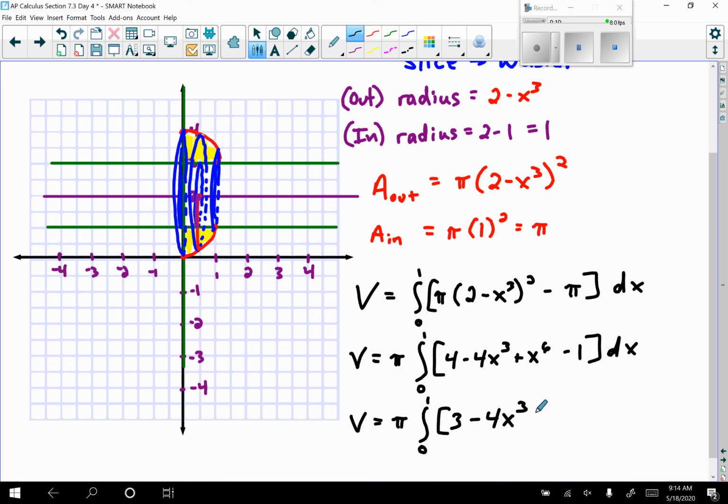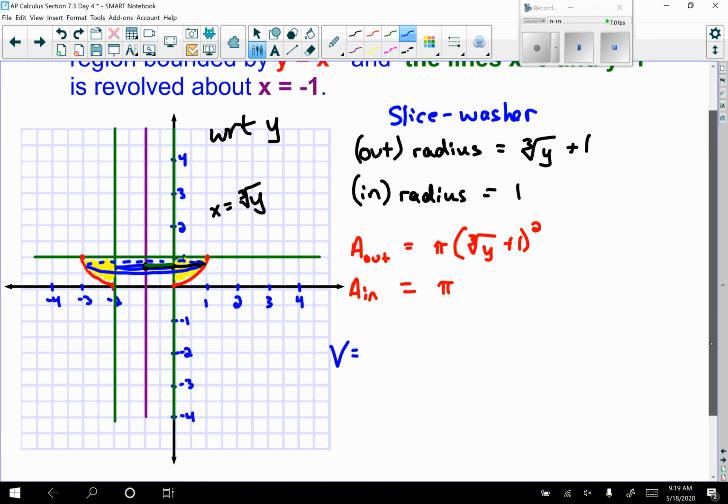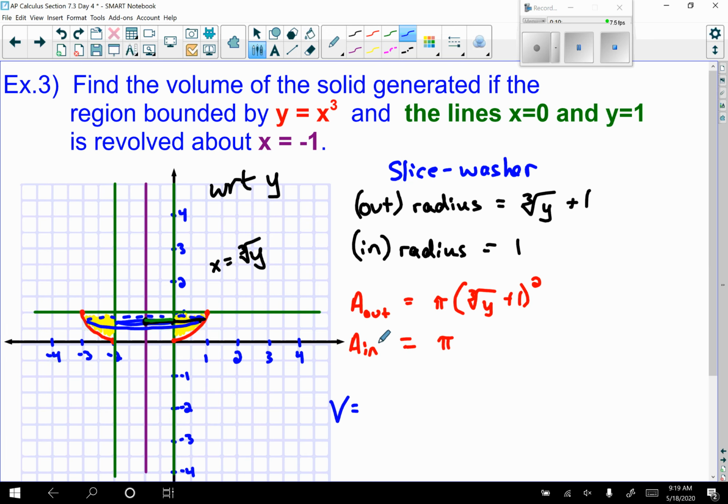So now the volume. And again, because we have pi's with both of these, not to get confused, I'm going to treat them separately. So we're going to say it is the integral, remember this is going from y equals 0 to y equals 1, of pi times y to the 1/3 plus 1 squared, and then just minus pi, and then it's dy.